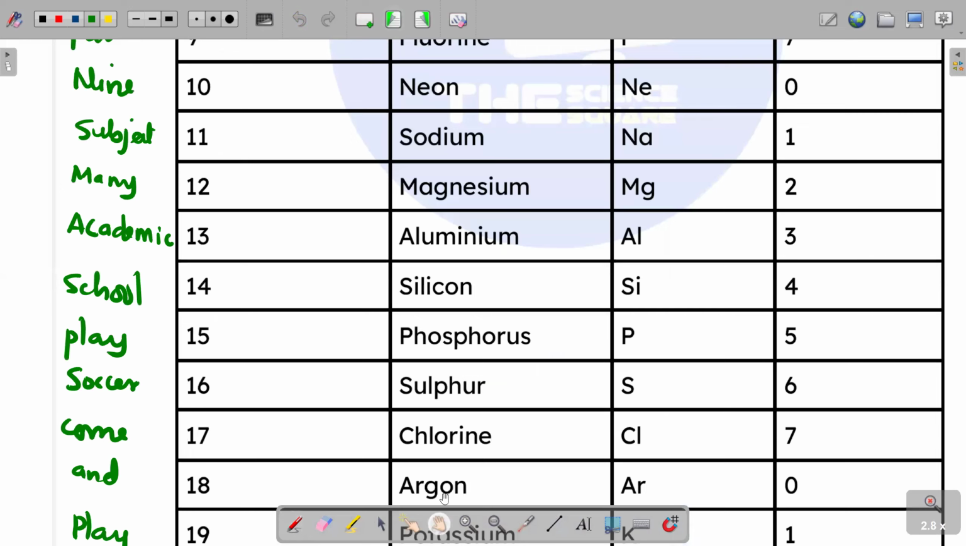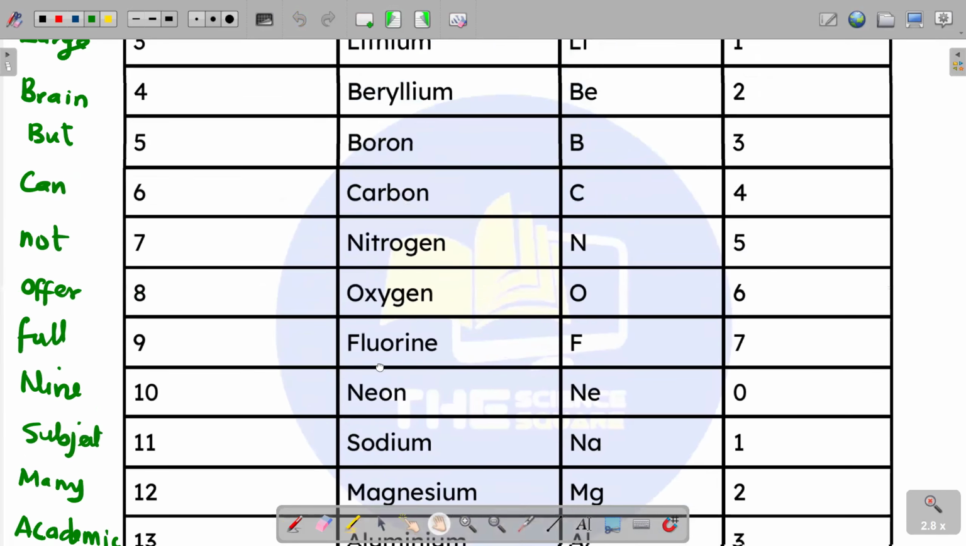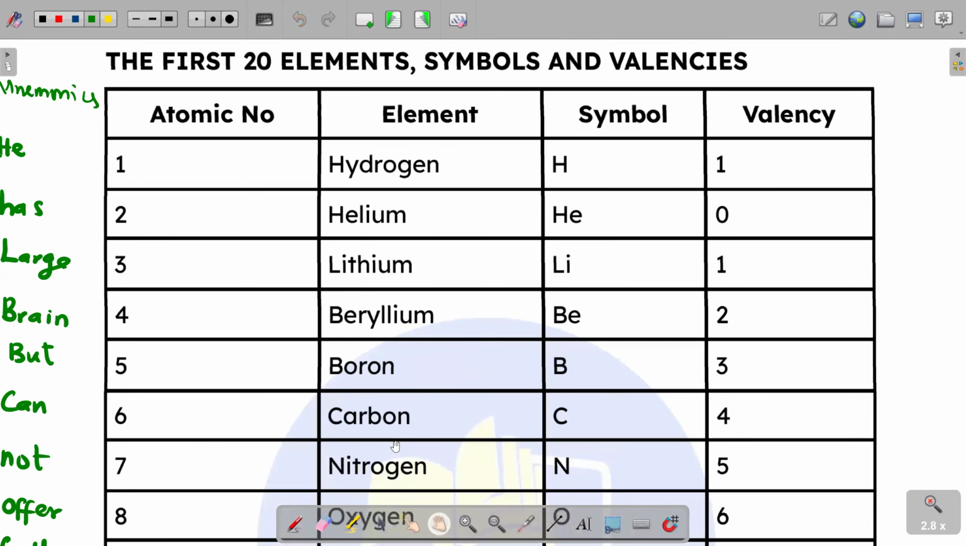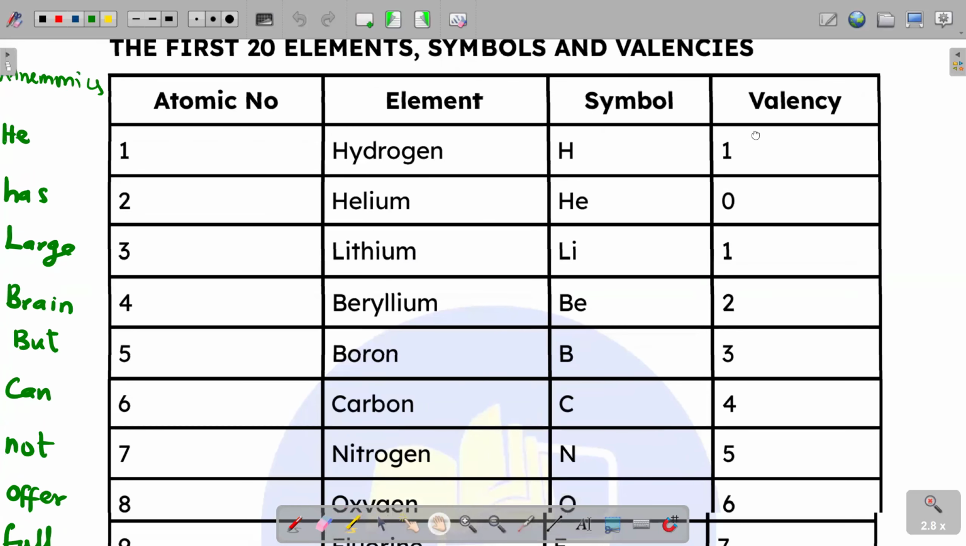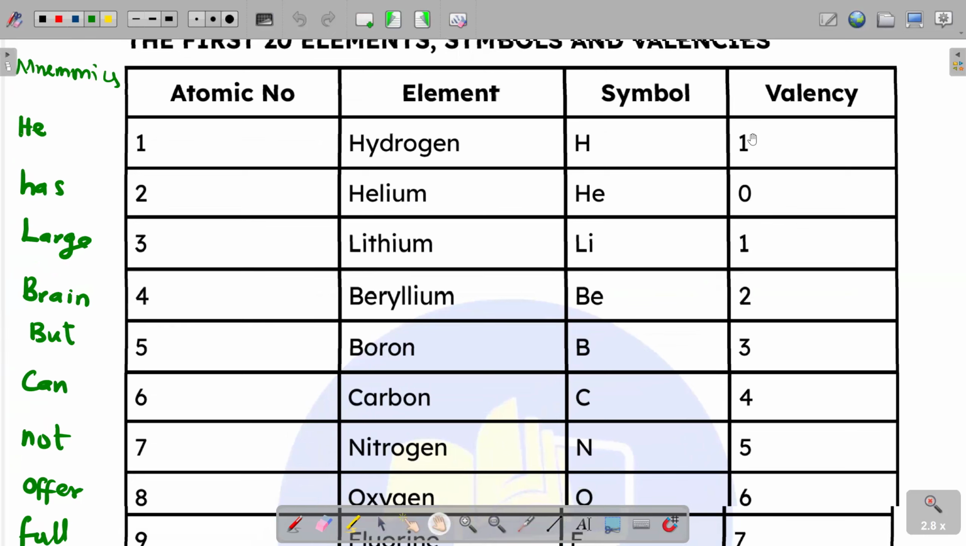For example, let's go back to this table and see the valencies of various atoms. Sometimes the valency of an atom is determined by how many electrons it can lose or gain. For example, hydrogen has a valency of 1. Usually, we don't assign charges to valency. Hydrogen has an atomic number of 1, so it has a valency of 1.